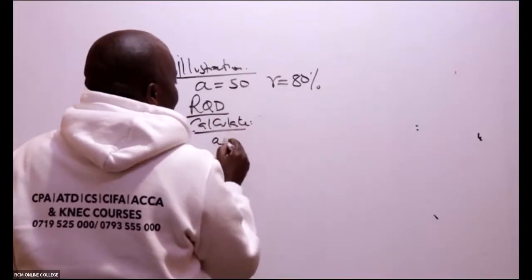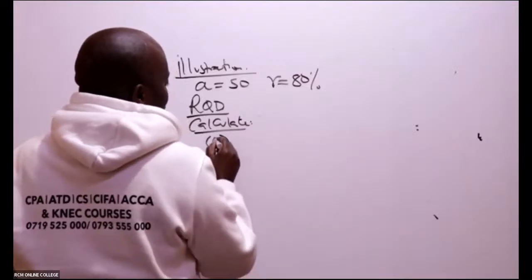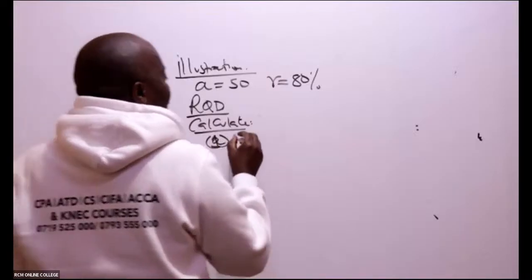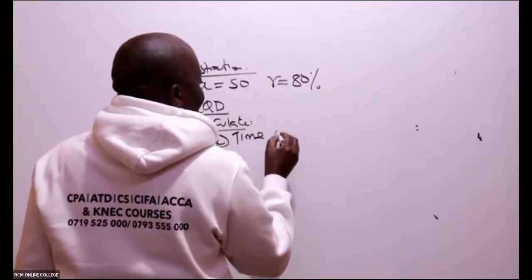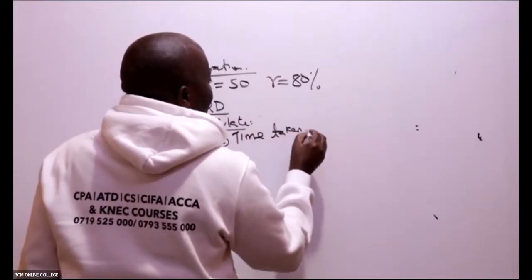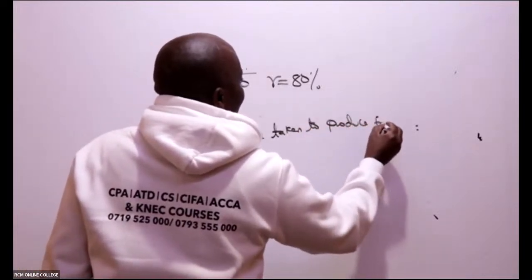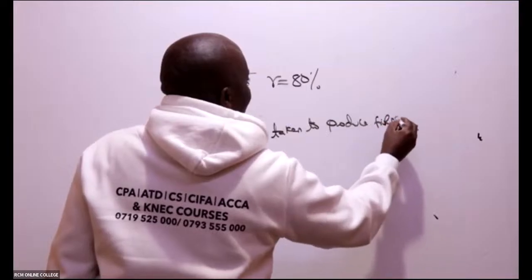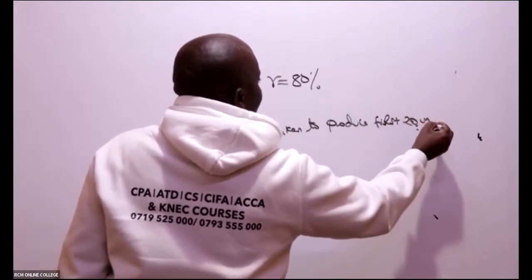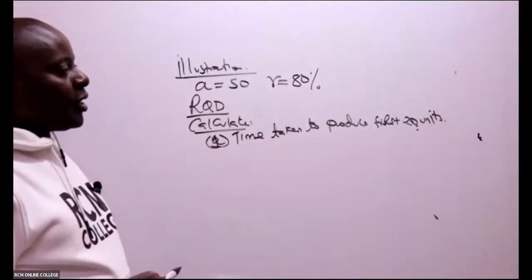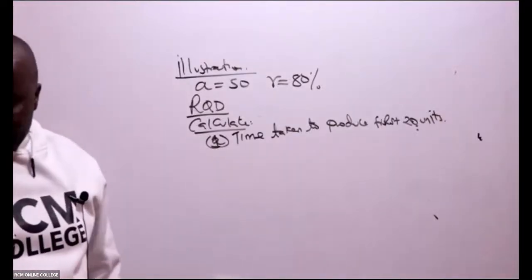And then we are required to calculate number 1. So number 1 is the time taken to produce the first 20 units. Time taken to produce the first 20 units.